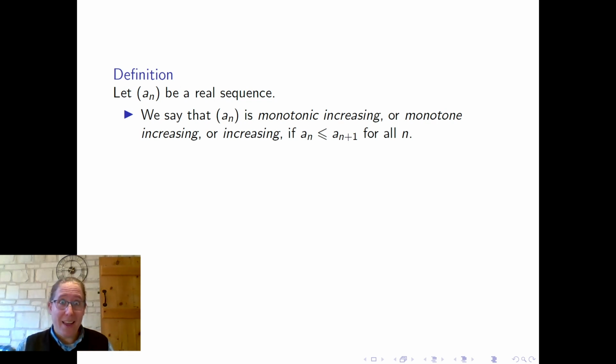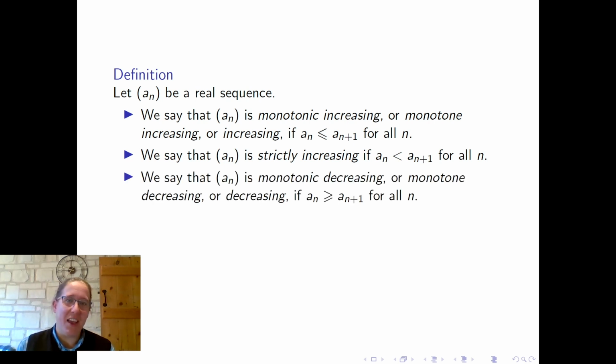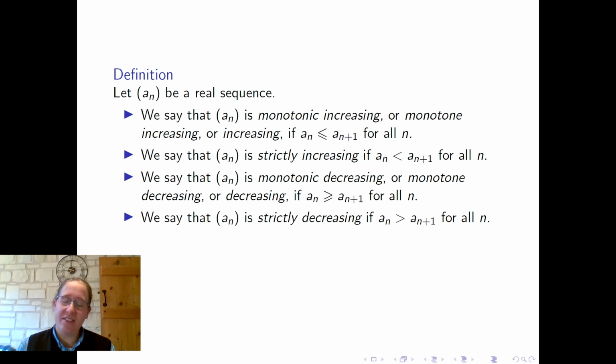If we really mean a_n is strictly less than a_{n+1}, then we need to say strictly increasing. So we say that the sequence a_n is strictly increasing if a_n is less than a_{n+1} for all n. And then you can guess the next two definitions because they're for decreasing instead of increasing. So we say the sequence a_n is monotonic decreasing or monotone decreasing or just decreasing if a_n is greater than or equal to a_{n+1} for all n. And we say that the sequence a_n is strictly decreasing if a_n is greater than a_{n+1} for all n.